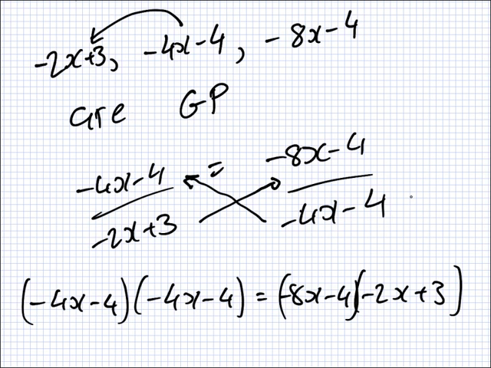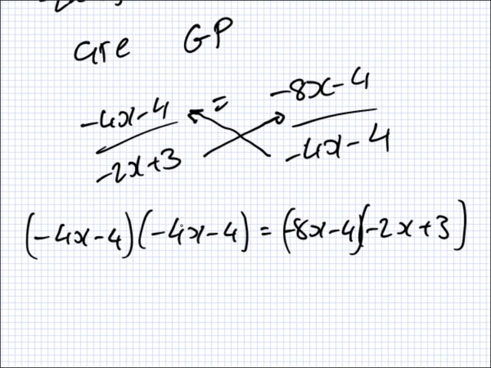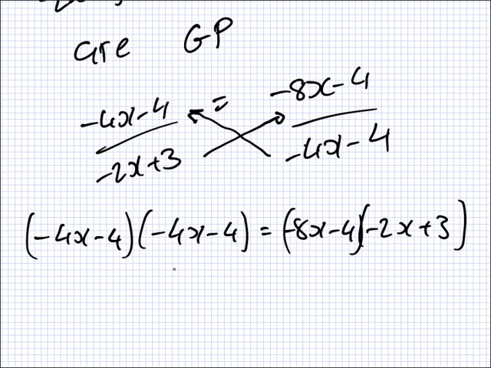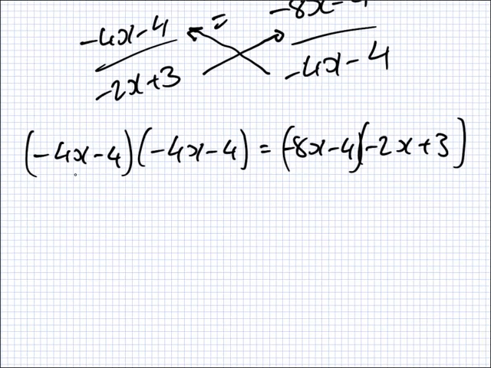Got that? Okay, so what should I do next? What's it called? Open the brackets. You know this word? Open? Yes. Okay. So, minus 4x times minus 4.